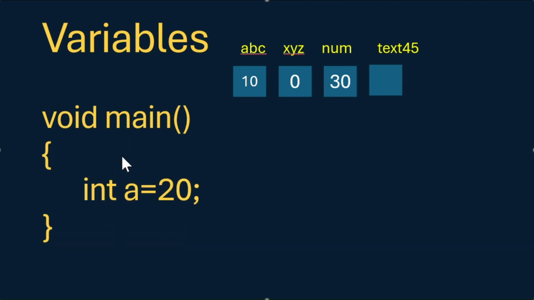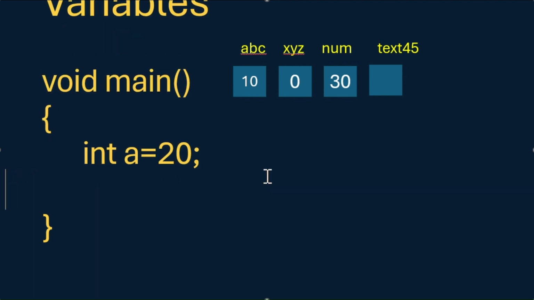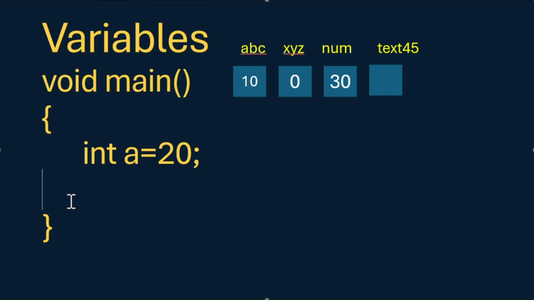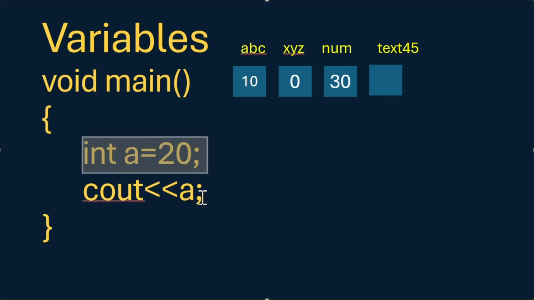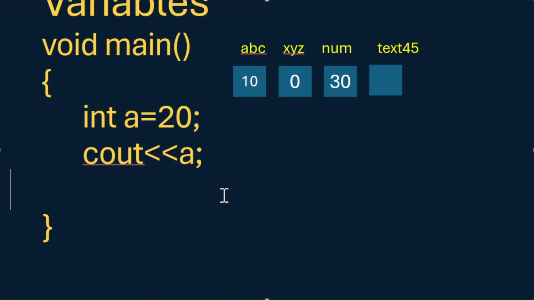Now the question is, is it necessary that I have to declare a variable in the first line of the code inside the void main? The answer is, it is not necessary to declare it in the first line of the code. I have to declare it before I am using it. Now I am printing here, see, I have declared and initialized a equal to 20, and I am also printing it.